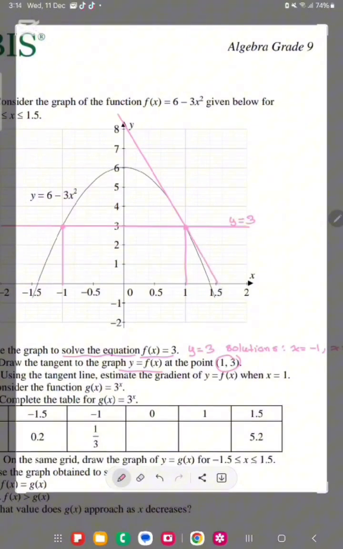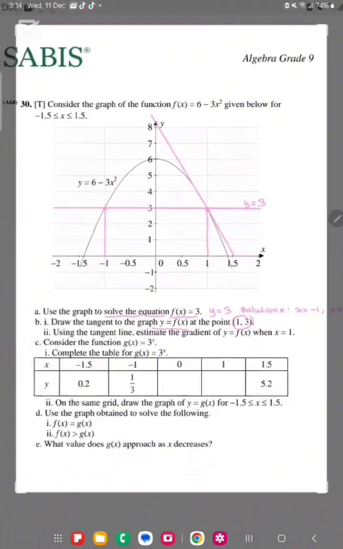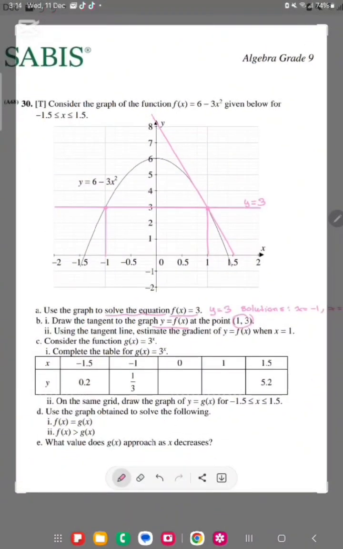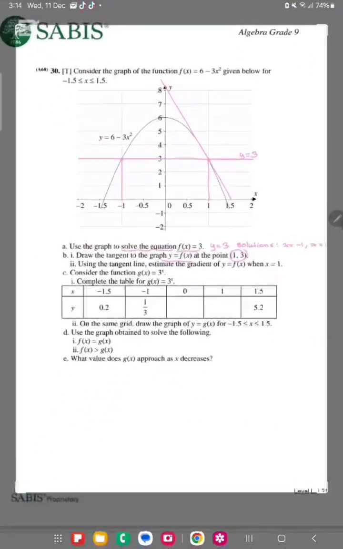So it should be touching 1.5. Say it's touching it. Imagine it is. And it shouldn't be super close to 8, but I can't really get it that accurate, so it's fine.